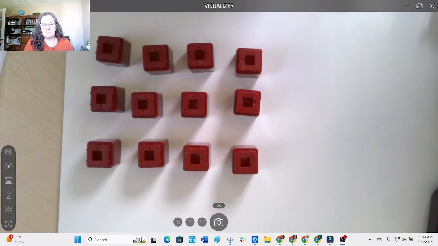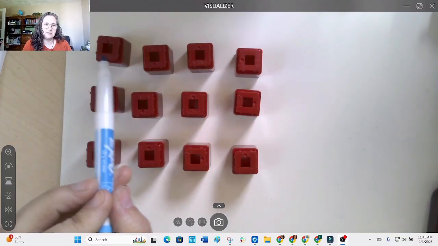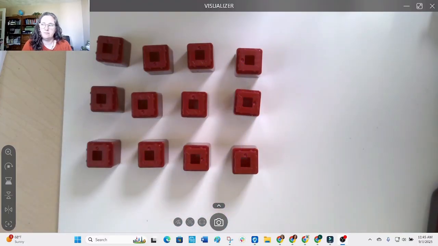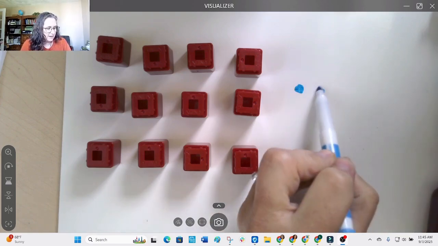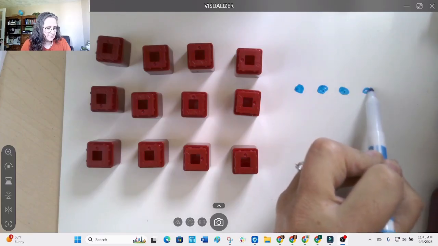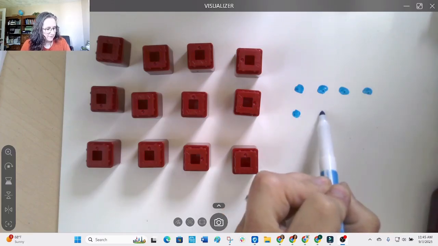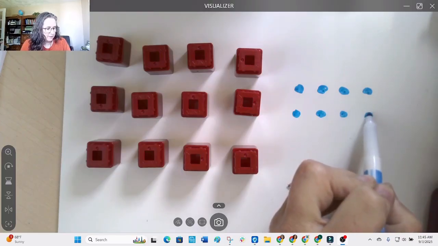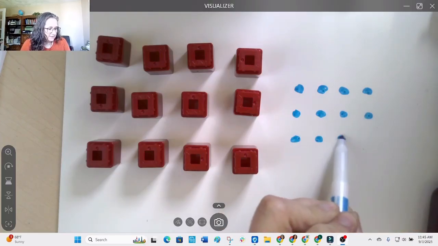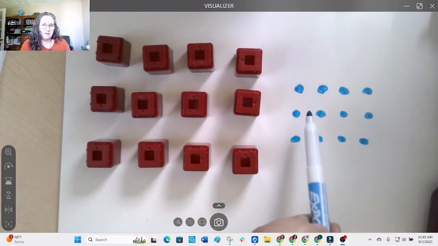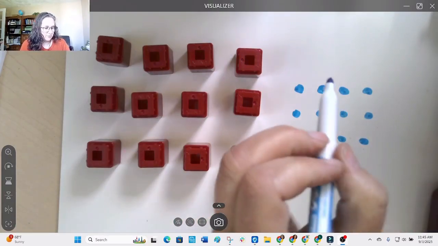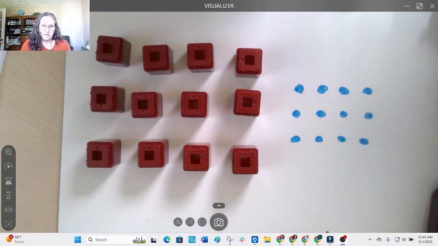Once I've developed a consistent understanding that the equal groups are connected to the arrays because I can see the groups in the rows or columns of the array, then I start to have students draw pictures. So each item in my array will be represented with a dot or object or whatever symbol in my drawing of the array. So because I had equal groups of 4 and I have 4 cubes in each row, my drawing of the array has 4 dots in each row and 3 rows of 4 dots.